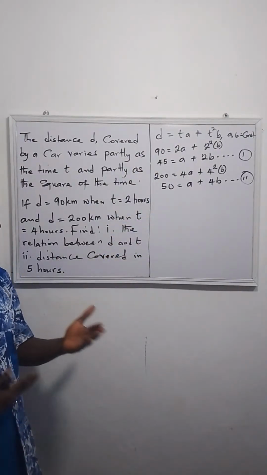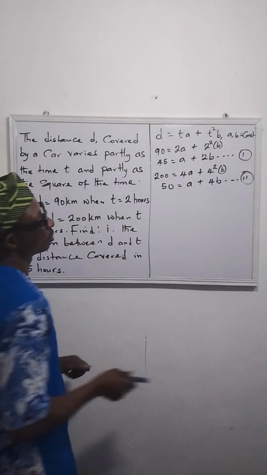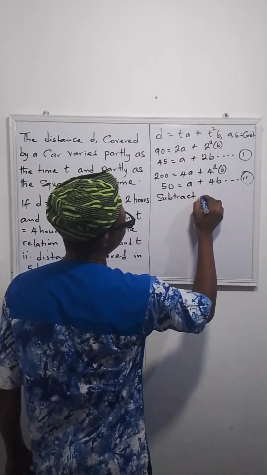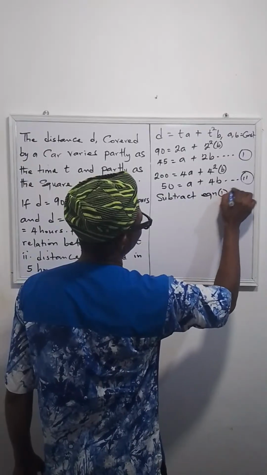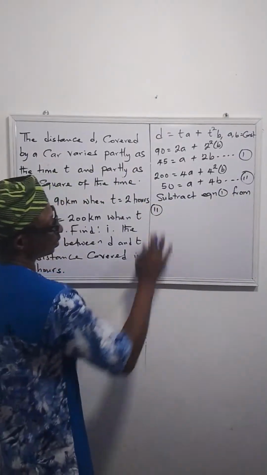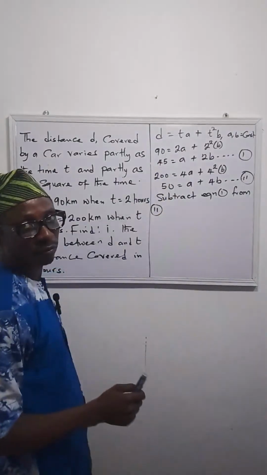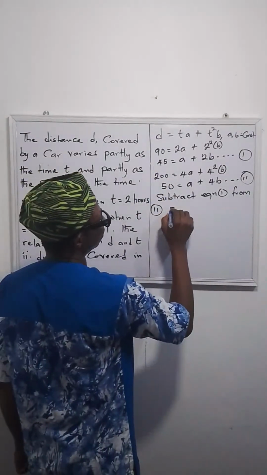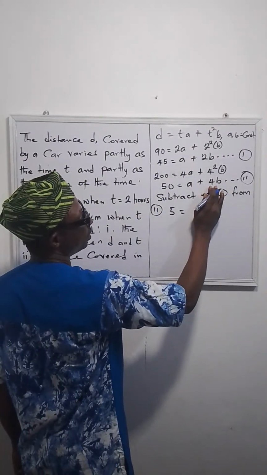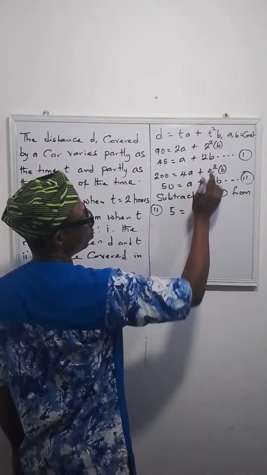So we subtract one from the other. Now let's say subtract equation 1 from 2. That is 50 minus 45. That is 5. Okay, equals to a minus a. That's 0. 2b minus 4b is minus 2b.